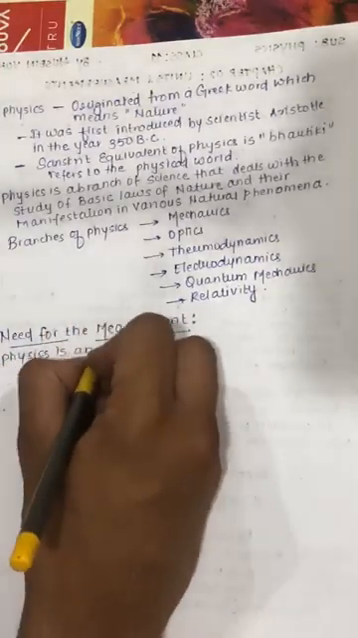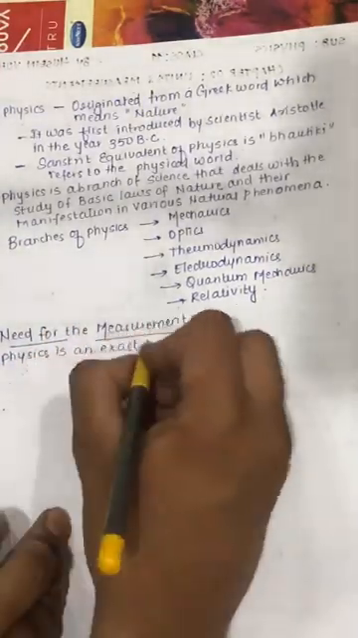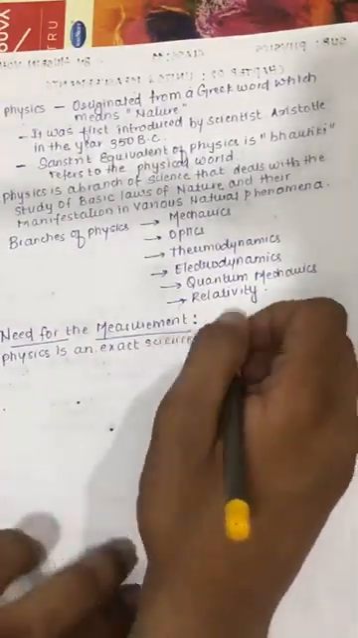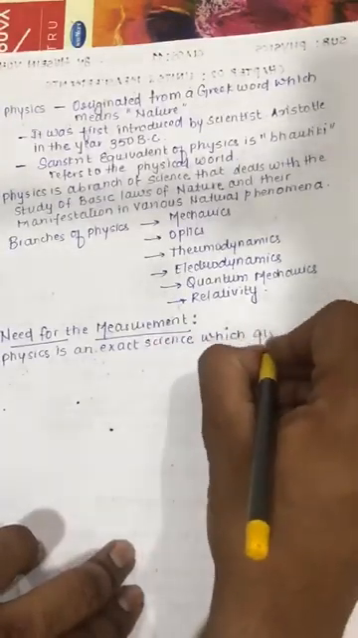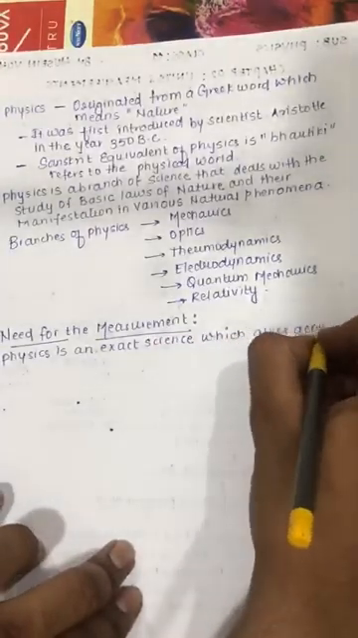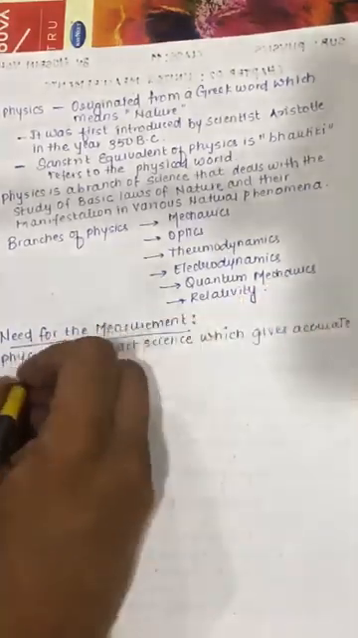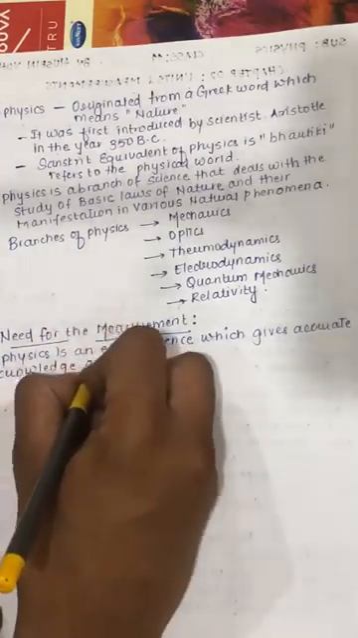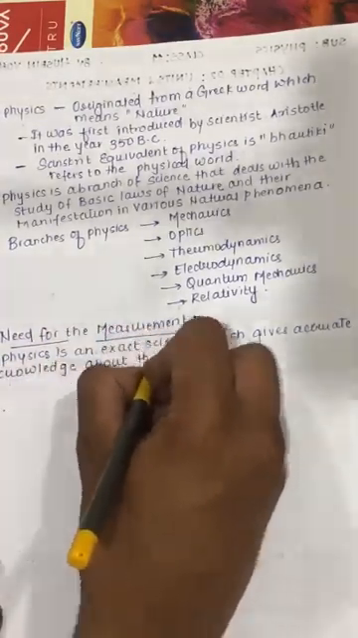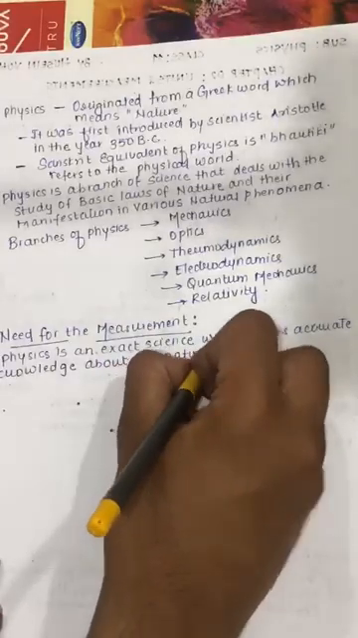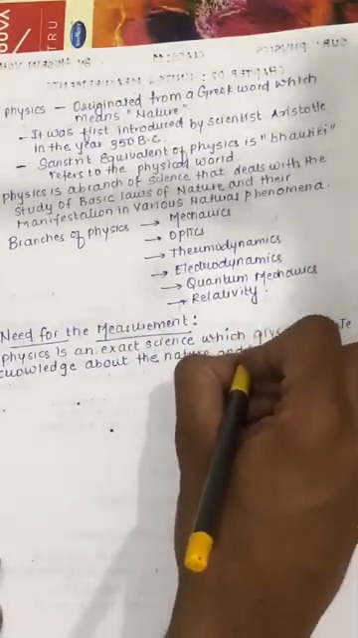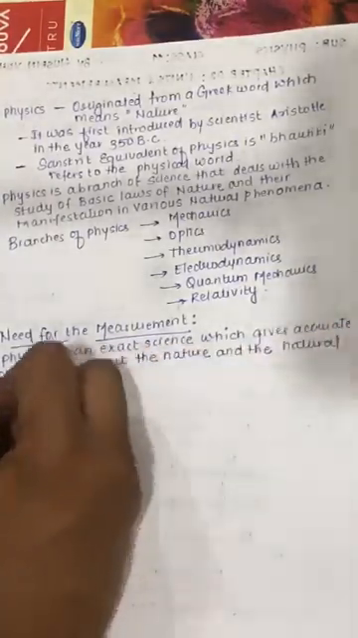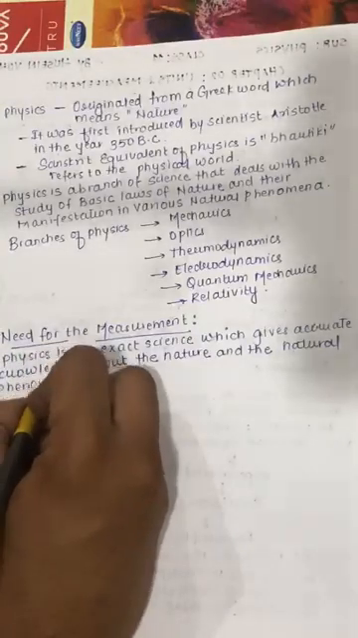Physics is an exact science which deals with accurate knowledge about the nature and the natural phenomena that we already discussed.